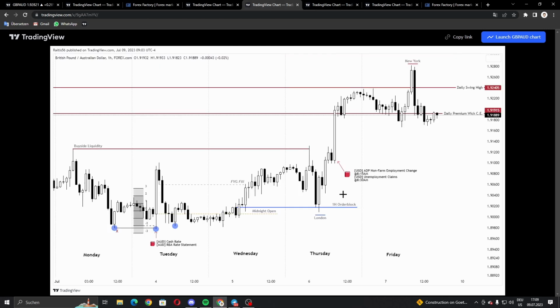I hope this video had some valuable information for you. Here's again the chart. Make a screenshot and put it into your notes and go and backtest this setup yourself. I would say that's it.